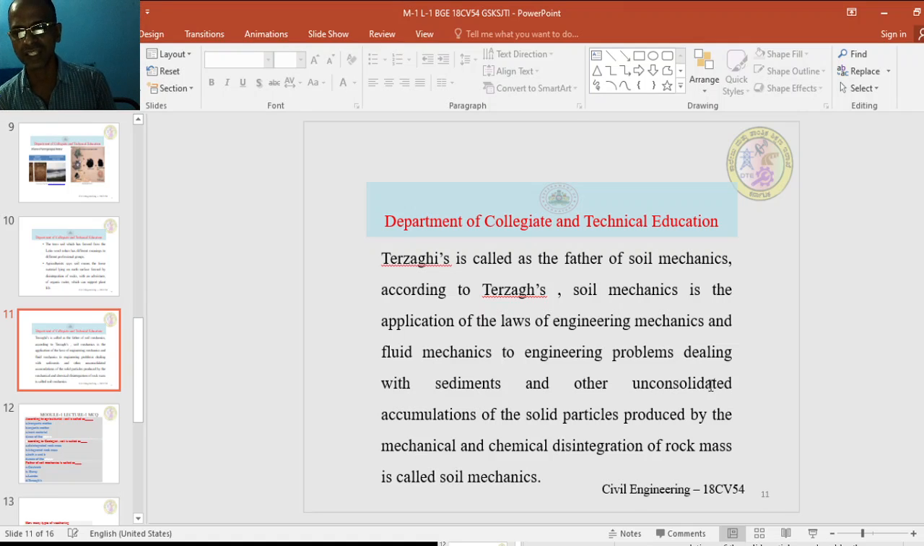Soil mechanics is the application of the laws of engineering mechanics and fluid mechanics to engineering problems dealing with sediments and other unconsolidated accumulations of solid particles produced by mechanical and chemical disintegration of rock mass, and he called it soil mechanics. By and large, all the scientists throughout the world till today have accepted this. This is a more realistic way of defining soil related to mechanics, which is called soil mechanics.